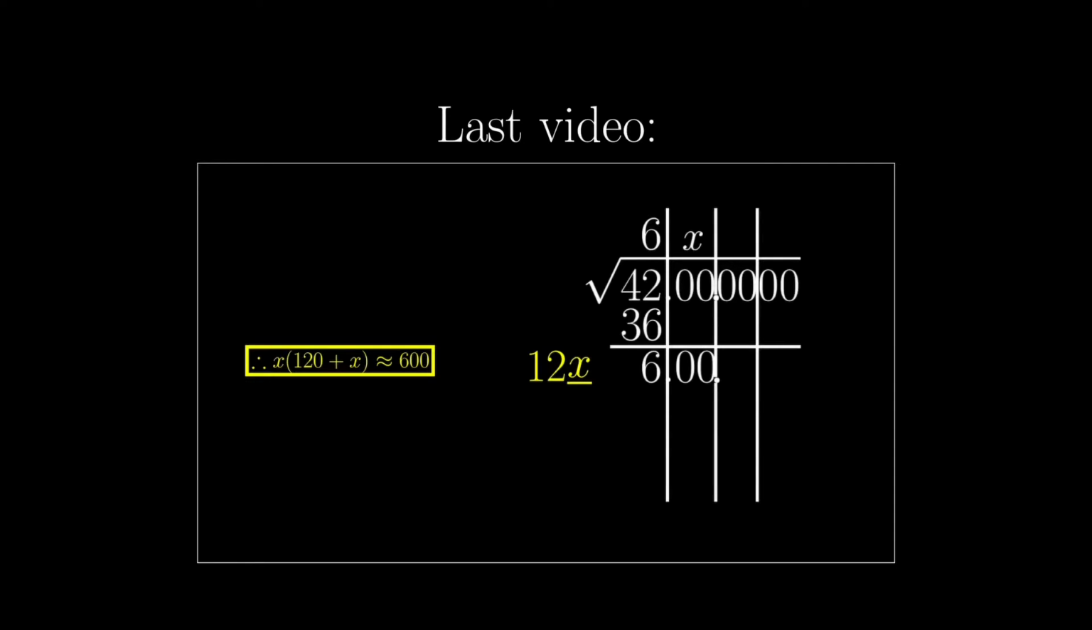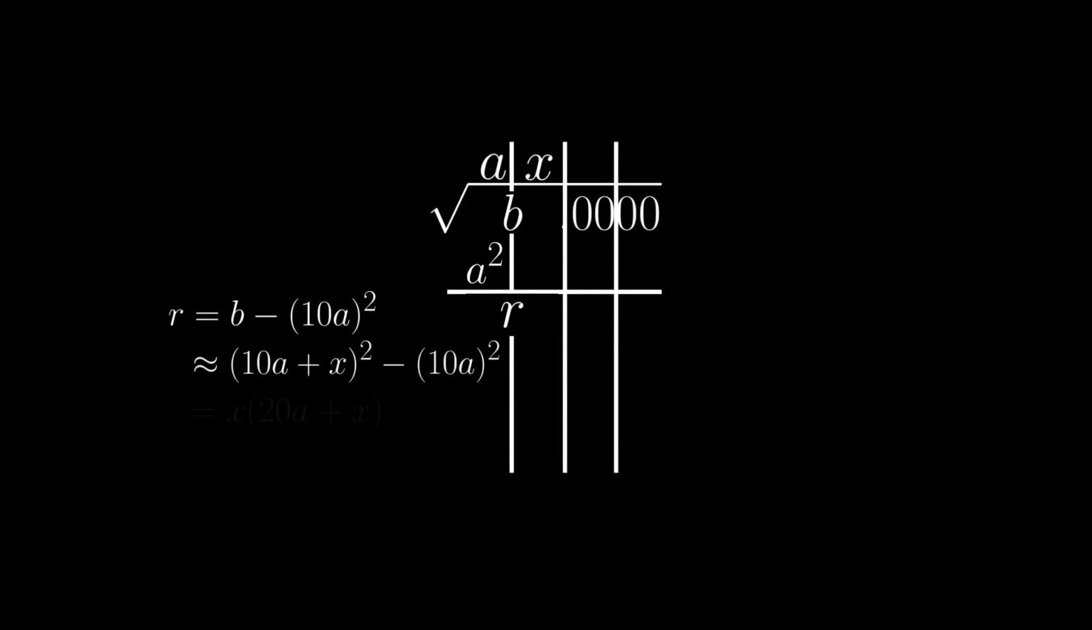In general, let's denote the square root we want to calculate as b, and then we use a to approximate the first digit, which would then give us the remainder r, where r equals b minus 10a whole squared. Since we want the next digit to be x, that means 10a plus x whole squared would be close to b, and so we can rewrite r to be x times 20a plus x, which is why we double the quotient, write the blank, and so on.